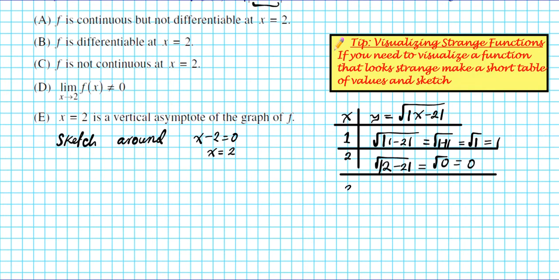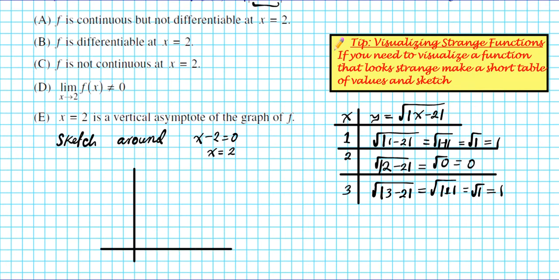Now for the last input output, we have 3. We're just trying to give ourselves a visual as to what is happening around 2. At 3, plug that in. We'll have the square root of the absolute value of 3 minus 2, which is the square root of the absolute value of 1, which is the square root of 1, and that's 1. Alright, let's go ahead and sketch the graph. When we see the graph, it's going to be much easier for us to answer the question.